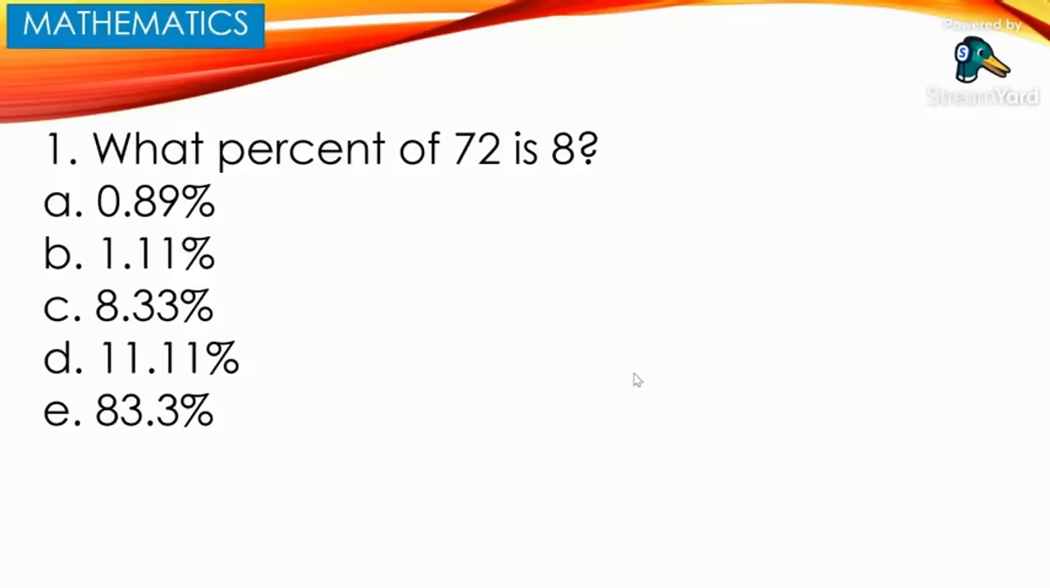So, based on our problem, what percent? It is asked of our grade, R is the unknown. We're given 72, this is the whole, so this is our base, and 8 is the part of 72, so this is our percentage. So the correct answer for problem number 1 is letter D, that is 11.11. Congratulations for those who answered letter D. And this is how you're going to do it.